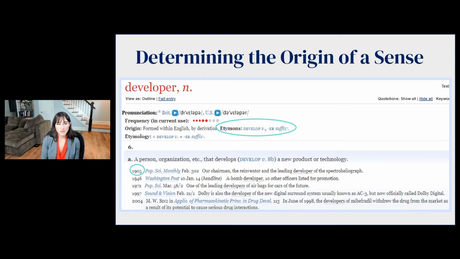So in this case, we see a sense from the sample, developer, in the sense of a person or organization that develops a particular product or technology. And there is a cross-reference here, and develop as a verb is noted as an etymon, although, as I mentioned, the etymological information in the OED is specifically related to how a word entered the English language and not necessarily how sense 6a, in this case, may or may not have developed from sense 5 or from a sense in a different entry. And so before I move to the next slide, we note here that this sense from the sample was first attested in 1905.